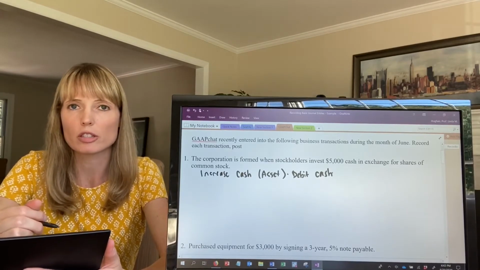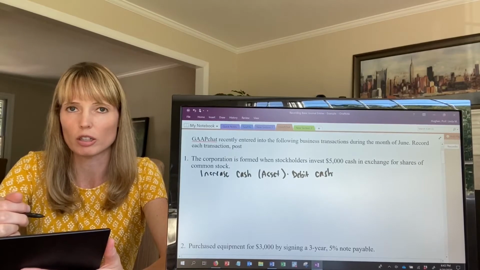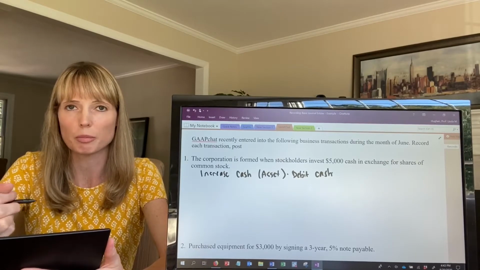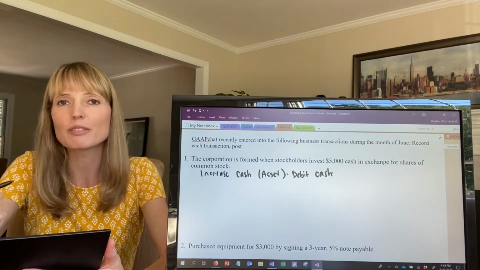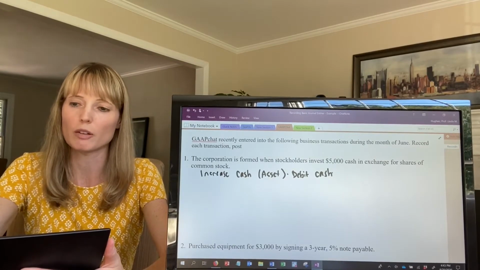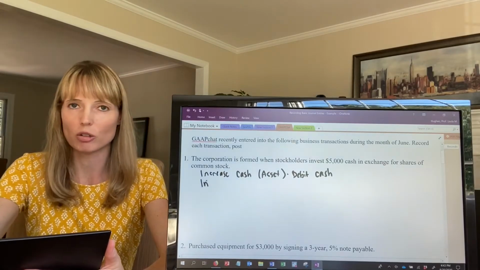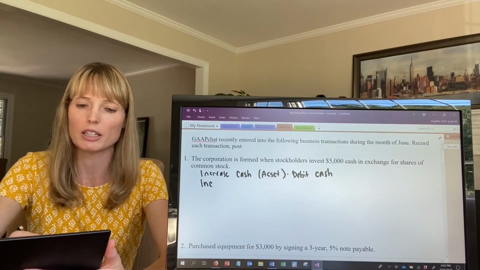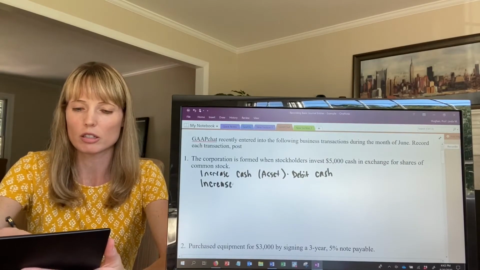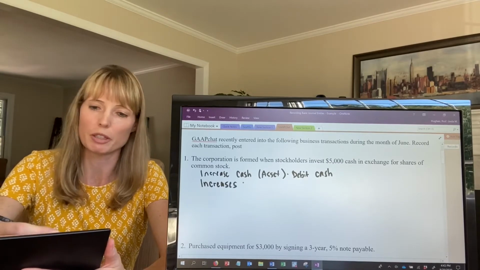Now, what's the other side of this transaction? The company receives cash. What does the company give up? The company gives out ownership. It gives out shares of common stock. So we don't say decrease. You can't decrease common stock. The company gives out and increases its shares of common stock.